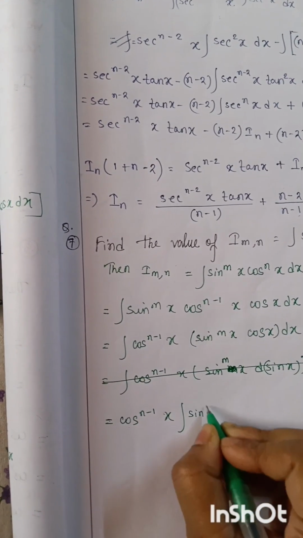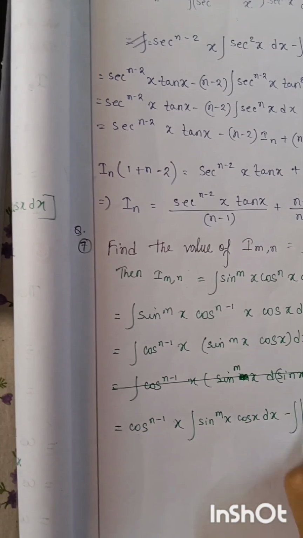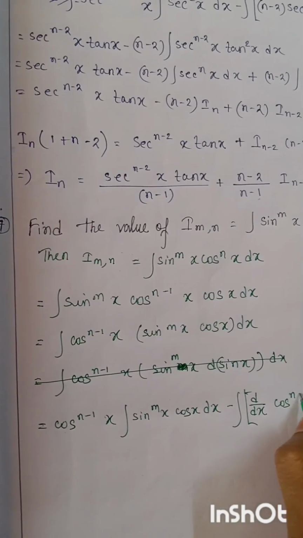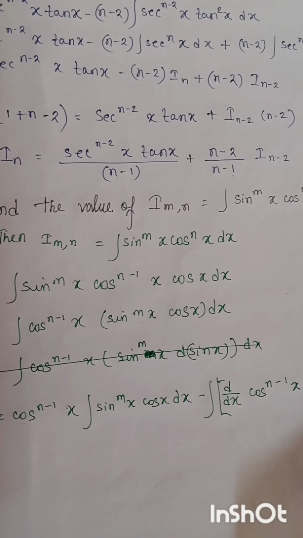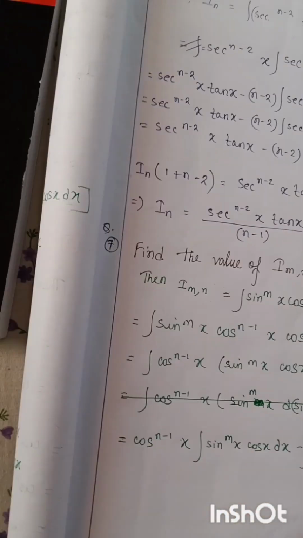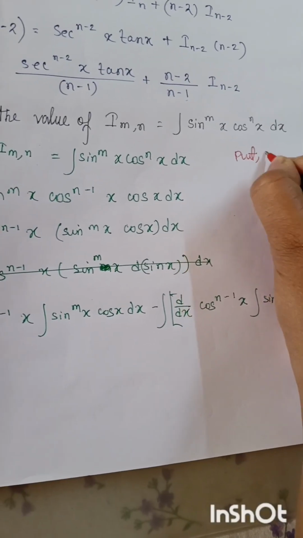The integration of sin to the power m x cos to the power n x dx, putting sin x equal to z, that is cos x dx equal to dz. So the integral of z to the power m dz is z to the power m plus 1 by m plus 1, which is sin to the power m plus 1 x by m plus 1. So that's how we divided this into the uv integration rule.